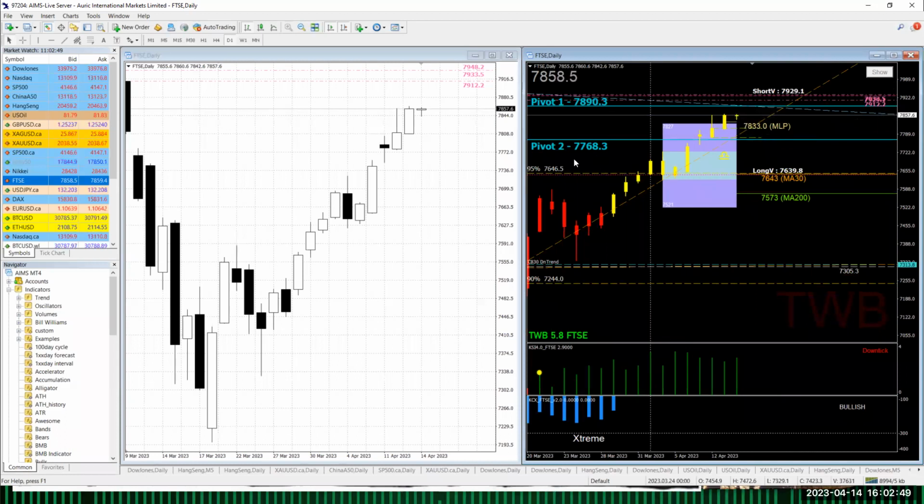So I think that this is possible. Now the downside will be 7768 because that's pivot two. And if you lose the MLP, that will be even worse. So all I can say is that the upside is very confirmed, downside is confirmed. So we just need to look at the market closely, all right?